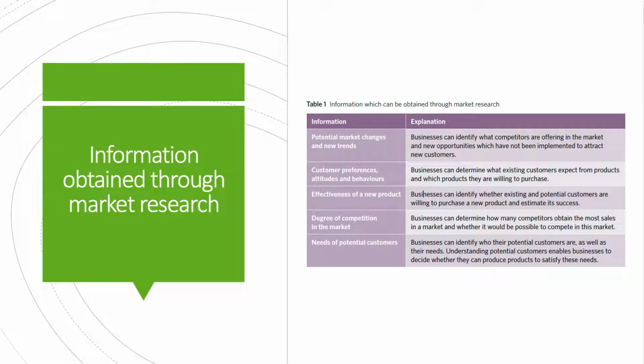So potential market changes and new trends. So businesses can identify what competitors are offering in the market and new opportunities, which have not been implemented to attract new customers. Business can determine what existing customers expect from products and which products they are willing to purchase. So that's looking at the preferences, attitudes, and behaviors of customers, how effective a new product is, so whether existing and potential customers are actually willing to purchase a new product.